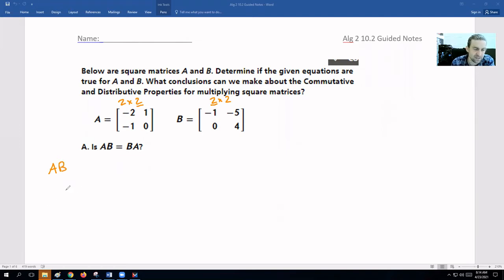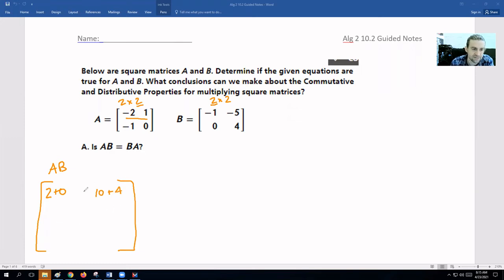What's A times B? All right, so A times B. Maybe we'll write this out the long way, and then we'll simplify this. First row, first column: we got to do -2 times -1, and that'd be 2, and then 1 times 0, be 0. Next we're going to go first row, second column: -2 times -5 is 10, 1 times 4 is 4.